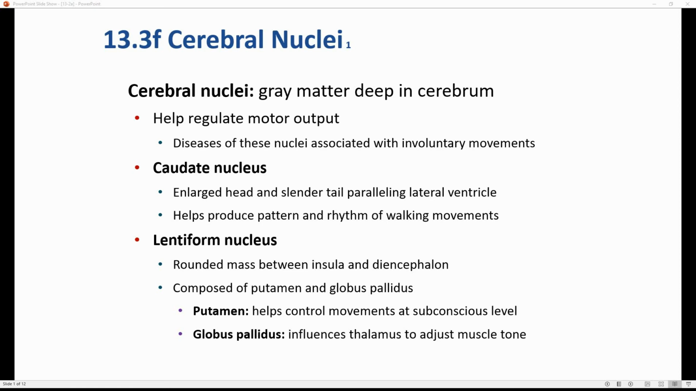Cerebral nuclei are collections of gray matter deep inside the cerebrum. They help to regulate motor output. We have the caudate nucleus and the lentiform nucleus. The lentiform nucleus is comprised of the putamen and the globus pallidus, and then the caudate nucleus is the enlarged head and the slender tail that lays parallel to the lateral ventricles.